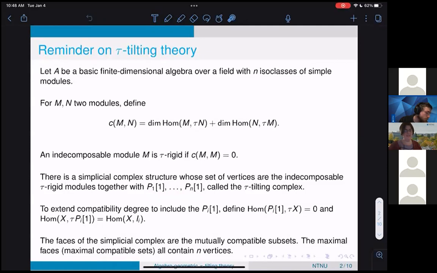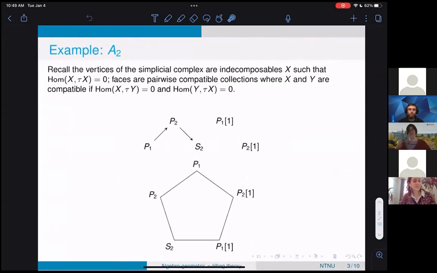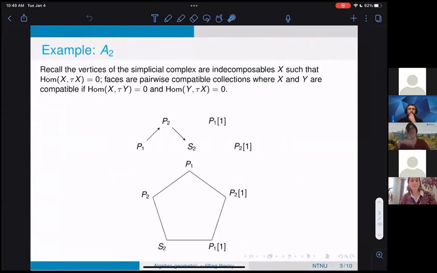And so I need to define compatibility degrees for them as well, which we can do like this. And then the faces of the simplicial complex, this tau tilting complex, are just the mutually compatible subsets. And it turns out that the maximal faces all contain n vertices, where n was the number of simples to begin with. Okay, so this is tau tilting theory introduced by Adachi, Iyama some years ago now. Okay, and let's just take a quick look at A2 just to make sure we're on the same page.